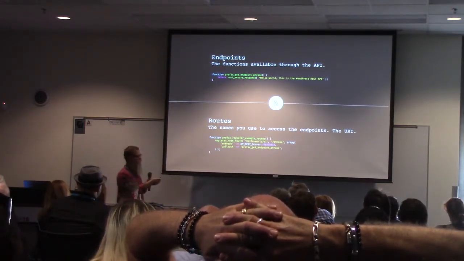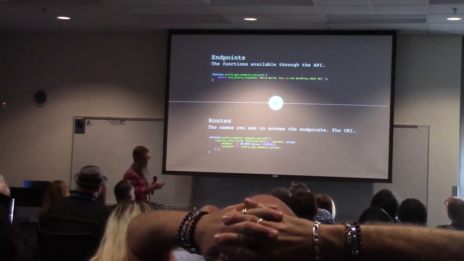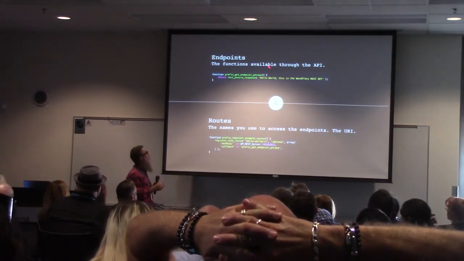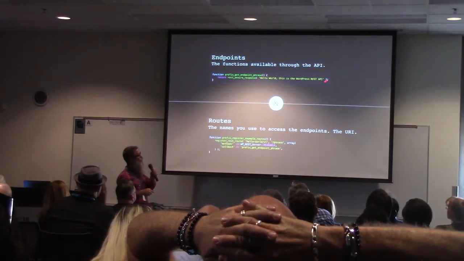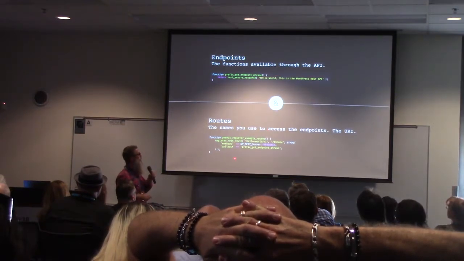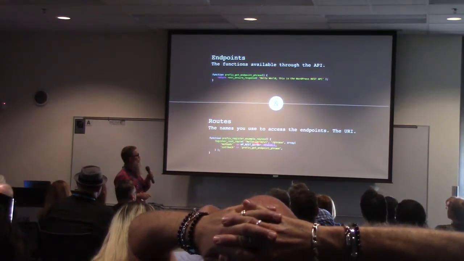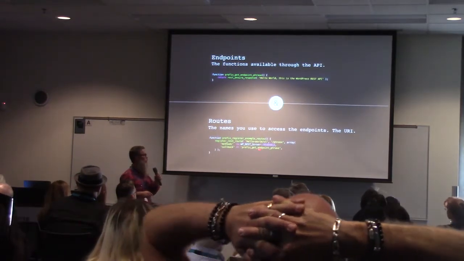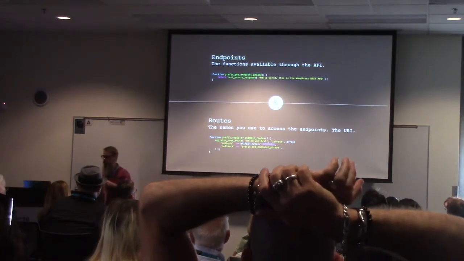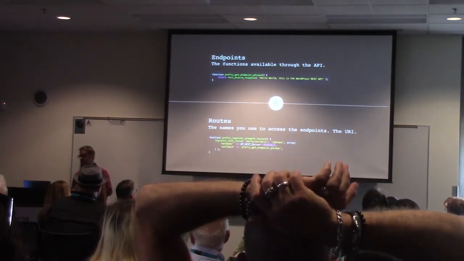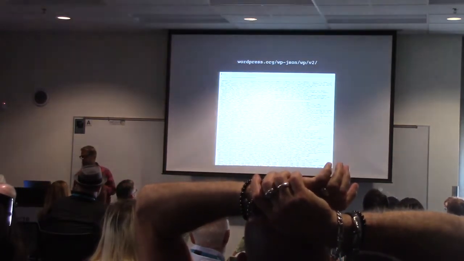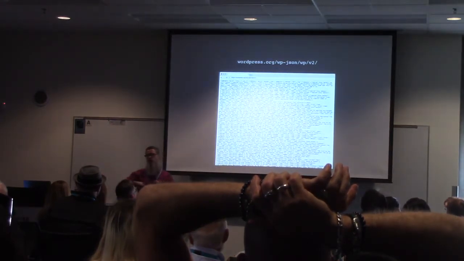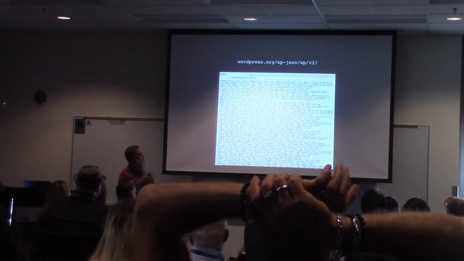So here you can see an example. It's just returning a string here, and then the route, when you go to this route here, it'll perform that function and return it right here. So, fairly simple. This is all it's really doing. And this is what it looks like on .org. .org is a multisite, but on the high level, this is the API there.